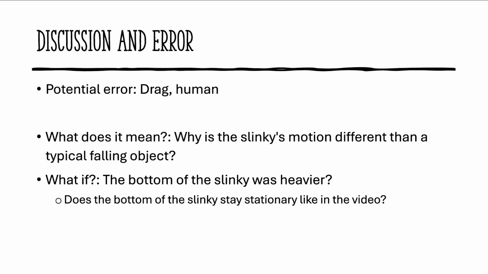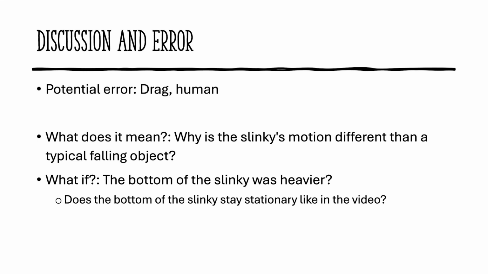What does it mean? Why is the slinky's motion different than the typical falling object? That's because in the beginning, when the bottom of the slinky doesn't fall, that's because the tension of the slinky is directly acting against gravity. So the bottom of the slinky doesn't begin to fall until after the tension force in the slinky is 0.